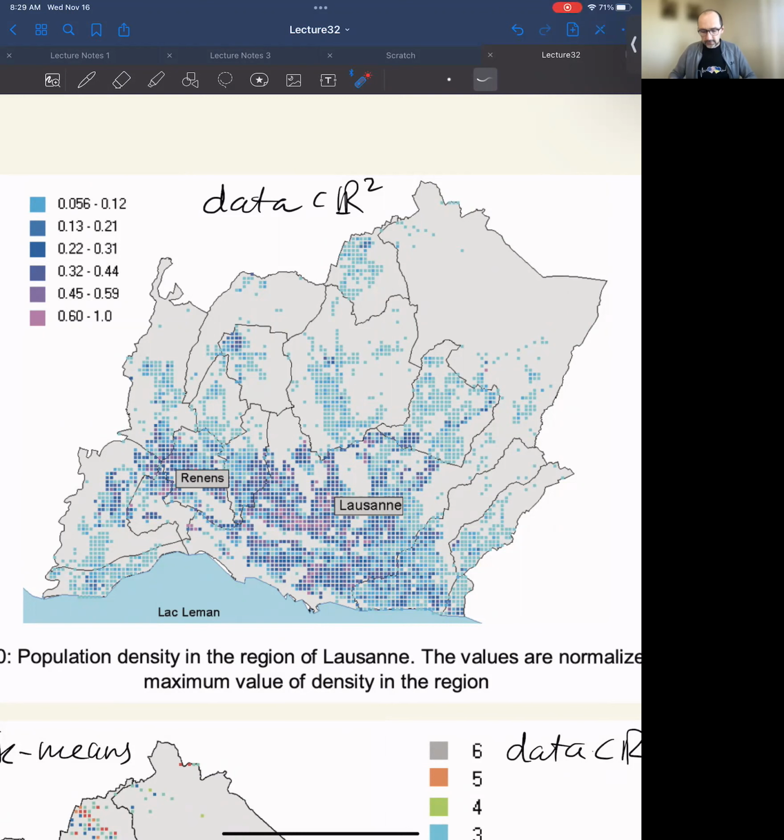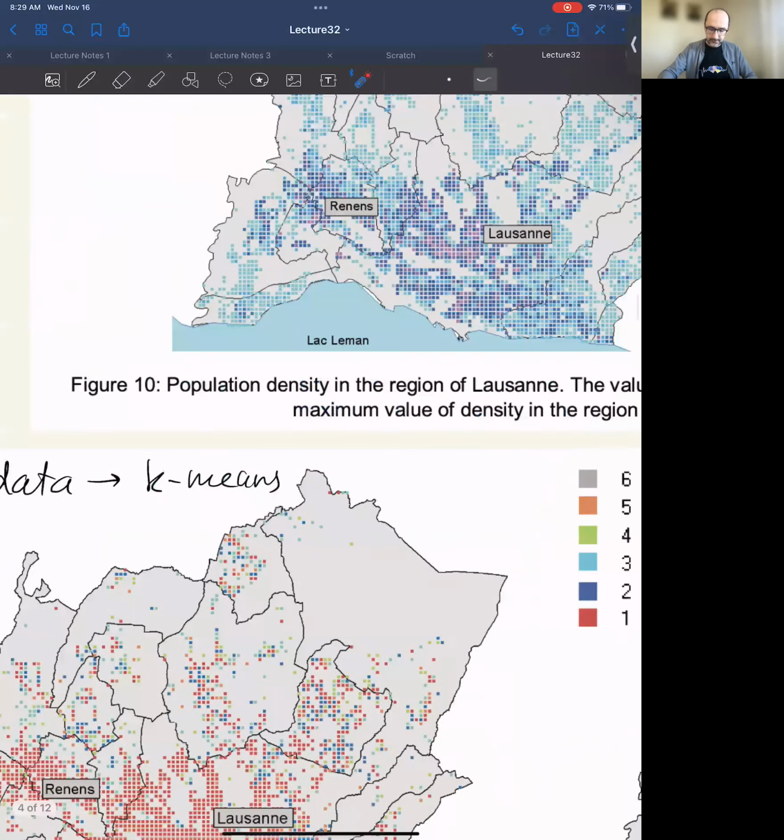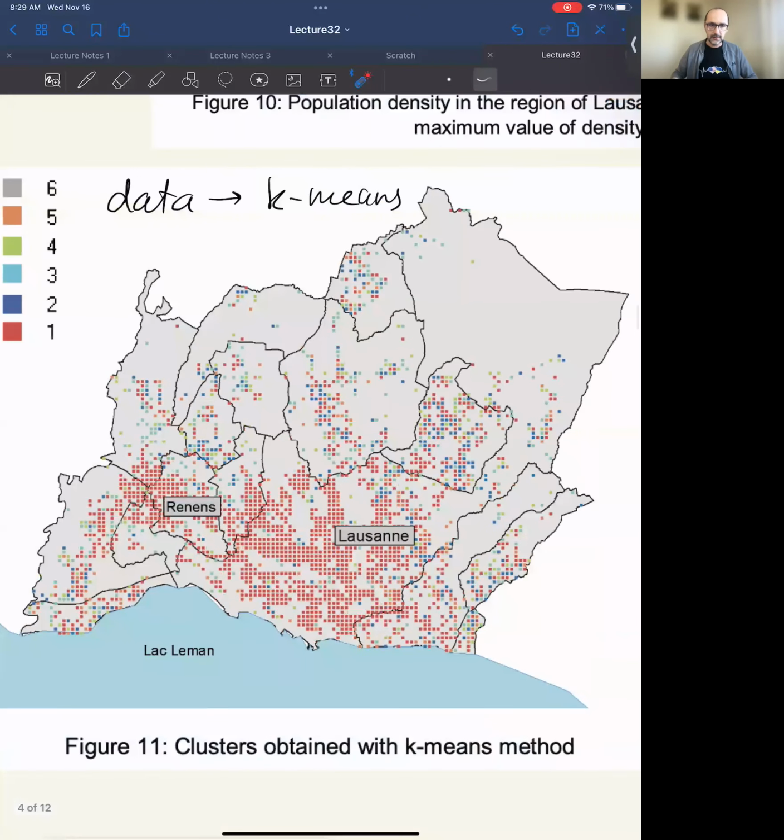What they did first is they just ran k-means directly on this data, and k-means gives you something like this. There is one huge cluster and a lot of tiny clusters. So one huge cluster that is orange, like red, and the others are very tiny. So not a very enlightening approach.